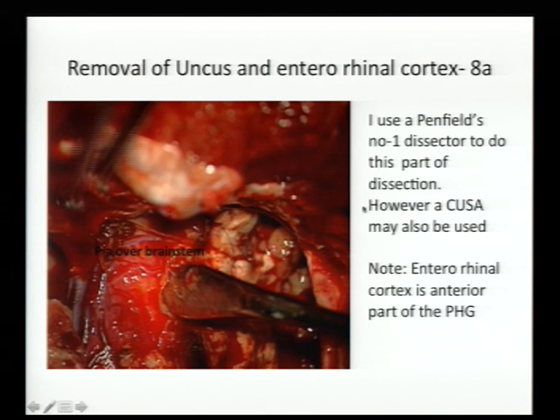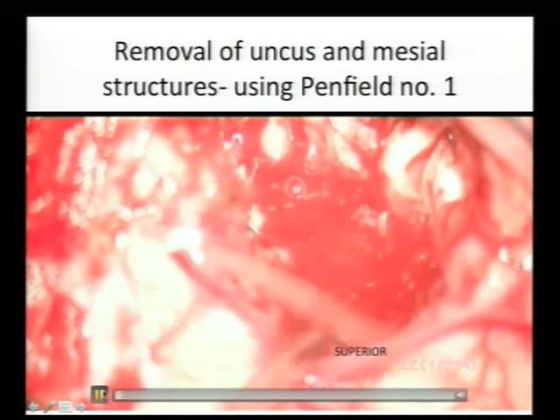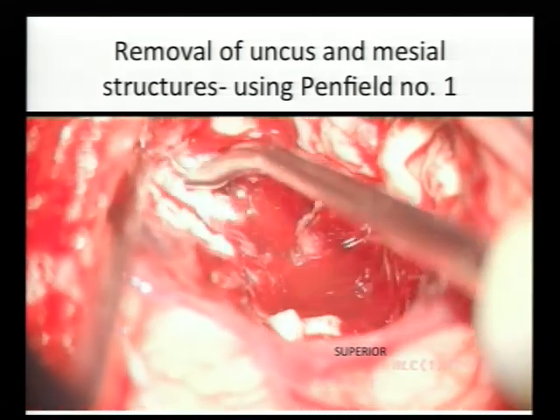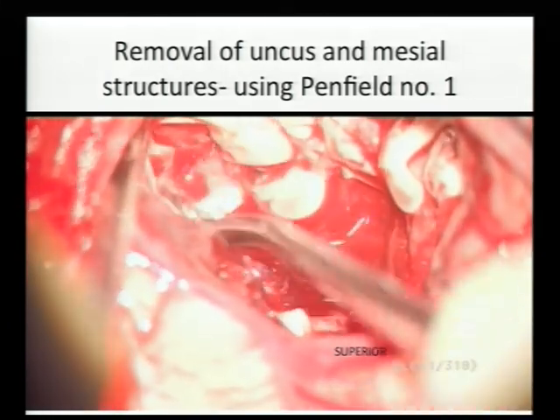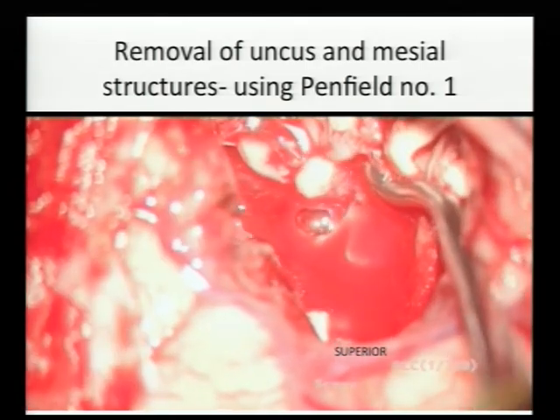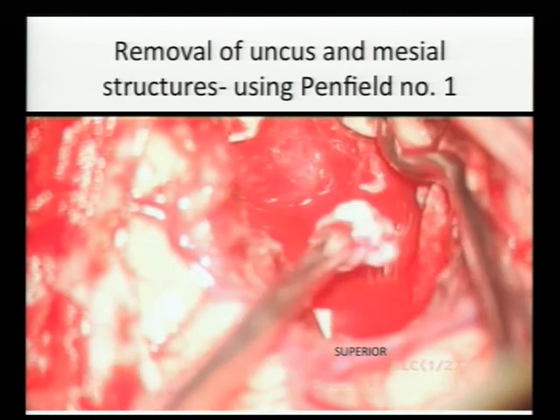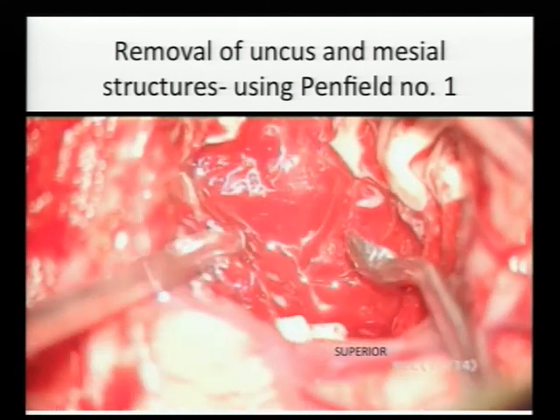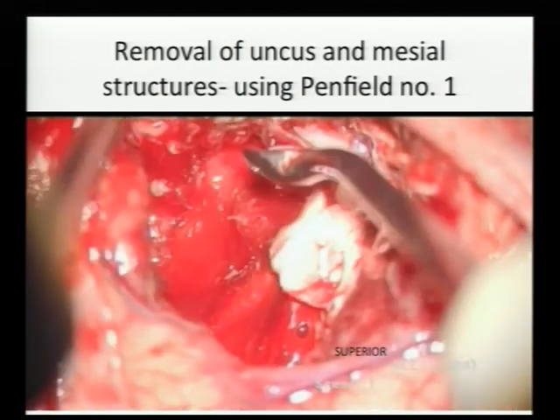So after this, the rest of the structures like the uncus and entorhinal cortex can be removed with suction as well as dissector as shown here. You don't have to be so obsessed that you have to remove it in toto. So normally what I do is I take a dissector, I just keep on peeling it off from the arachnoid and keep on using suction till I reach the pia. You can see that. So I also use the Penfield number 1 dissector, the scoop of Penfield, just to scoop out the brain matter.